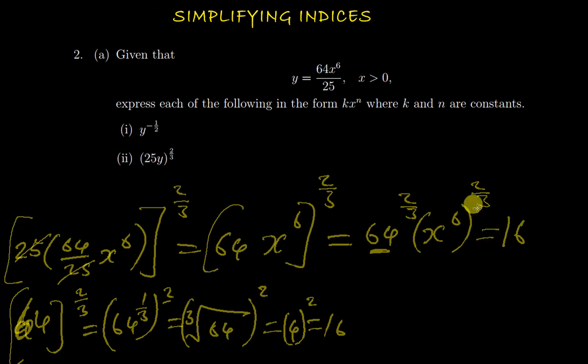And then the other part, we multiply 6 times 2 over 3. We can first multiply 6 times 2, which gives us 12, divide by 3, which gives us 4. So this is just the same as x raised to the power 4. So this is how you do the simplifying of such indices.